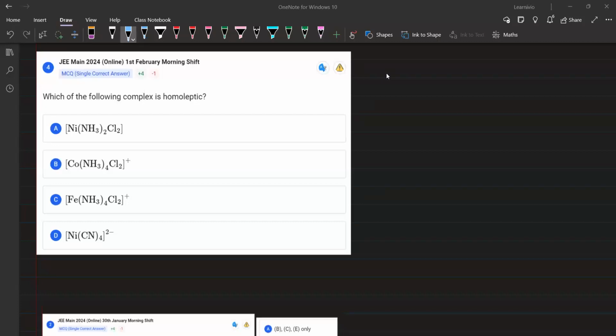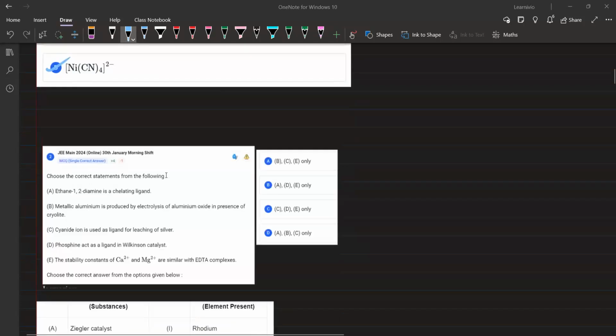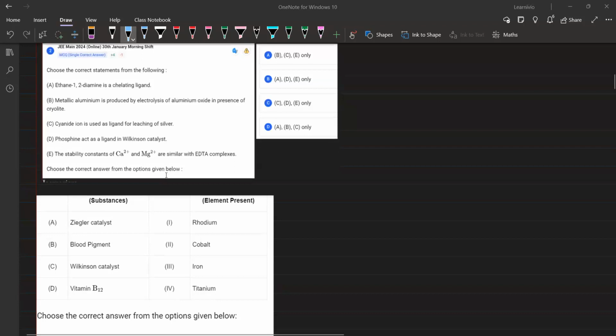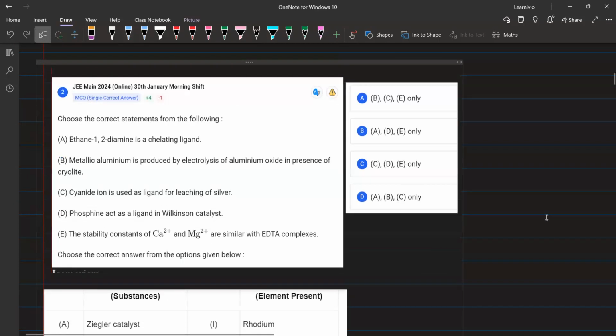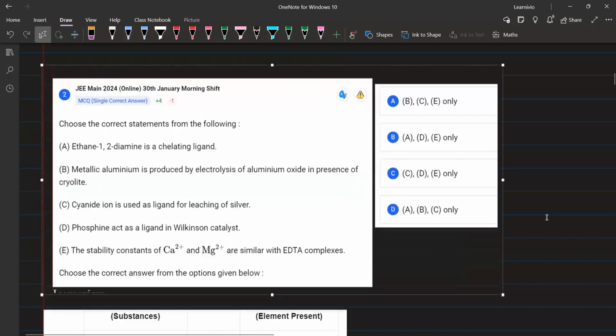Option D will be correct, right? Because in this complex we have only one type of ligand. In the others we have two types of ligand. Let's move on. It is a little difficult, I understand that, but still try this. Looking at the options, you have to do something. Some questions will come without reading, for that.